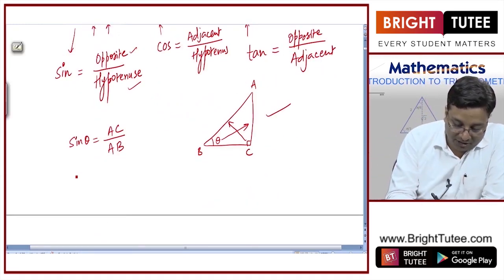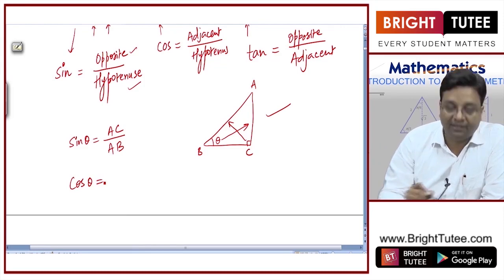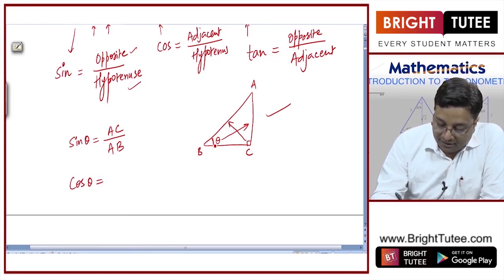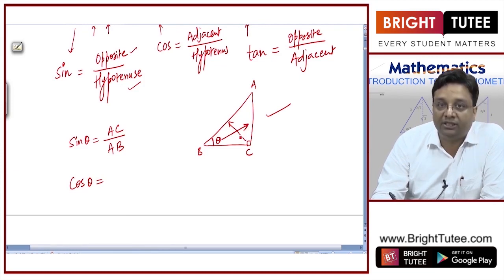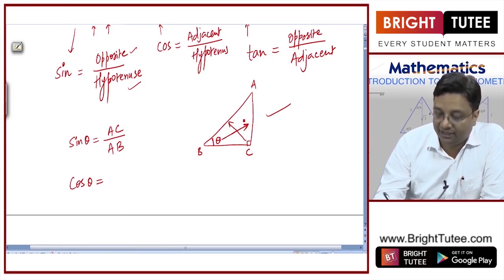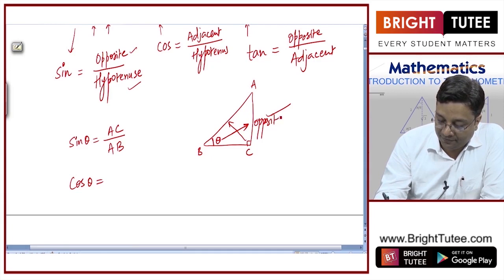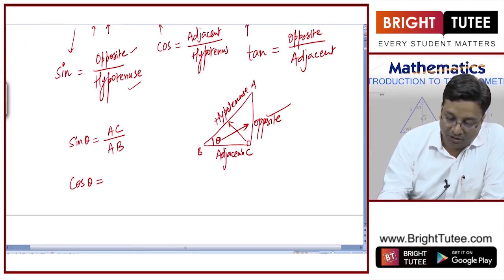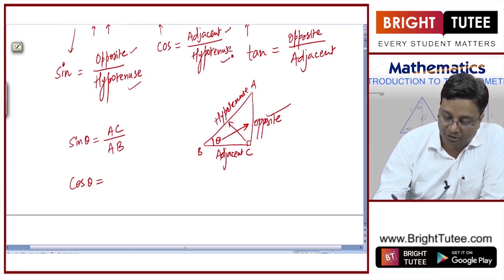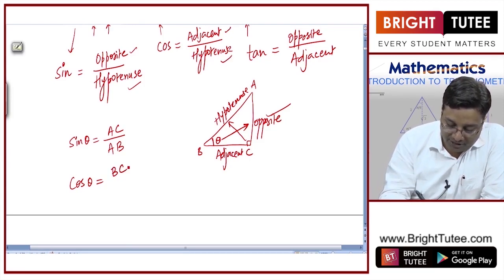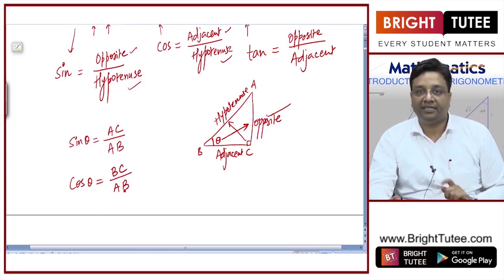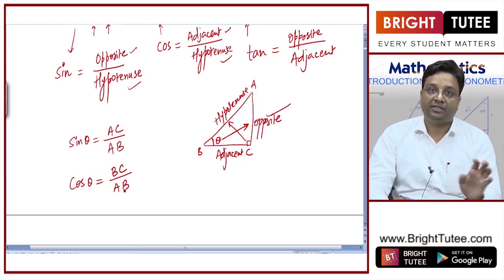And now you tell me, what is cos theta in this triangle? This is theta, this side is the opposite side, right? For theta, this side is the opposite side, and this side is the hypotenuse. So what will be the adjacent side? This will be the adjacent side. So what is cos theta? Cos theta is adjacent side upon hypotenuse. So adjacent side is BC upon hypotenuse is again AB, right? So this is how these ratios work.